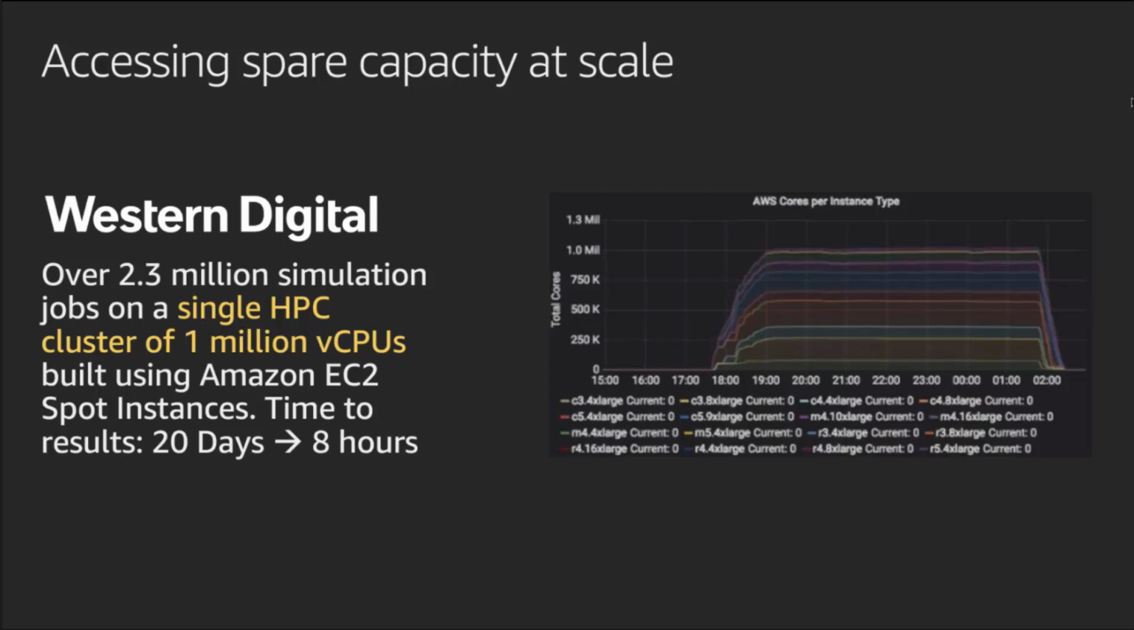So going back to the earlier slide as well, how much spare capacity do we have? Well, one hint at this is if you look at customers like Western Digital who have run single HPC jobs that have scaled to over 1 million virtual CPUs just in a single region. And if you look at this case study by Western Digital, it talks about their need for running massive amounts of hard drive simulations to understand mean time to failure rates and things like that. By using Spot instances, they were able to scale to a significant amount of CPU and reduce their time to results from 20 days in their data center to 8 hours in the cloud. So a pretty neat use case here for understanding how to scale with Spot and save money at the same time.